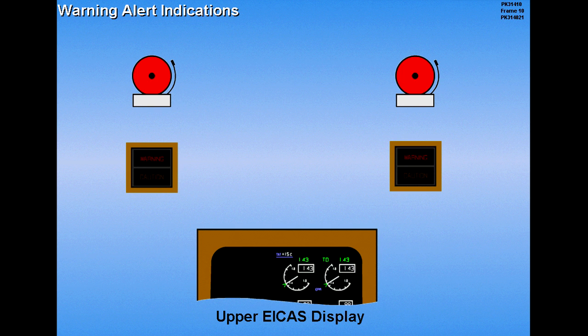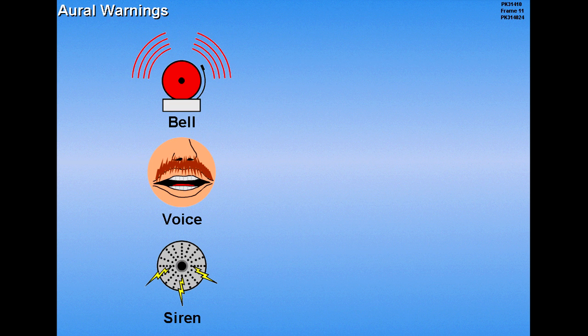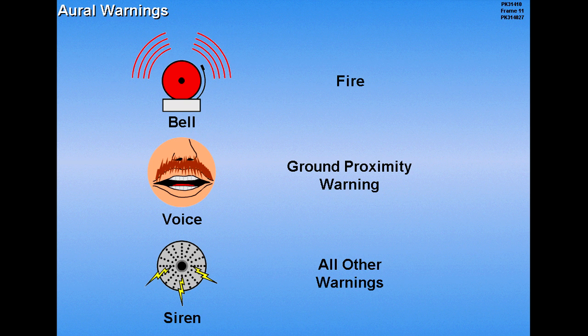The warning alerts are indicated by an aural warning, the illumination of the master warning lights, and a red message on the upper EICAS display. There are three different aural warnings. A bell signals a fire, a voice indicates a ground proximity warning, and a siren indicates all other warnings.